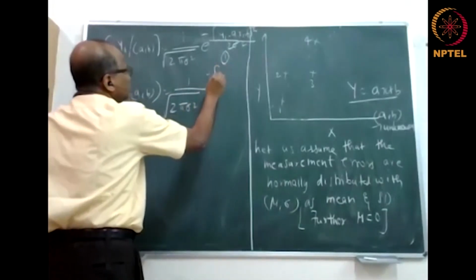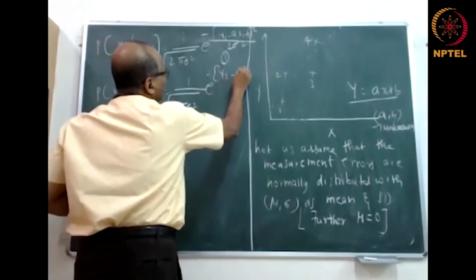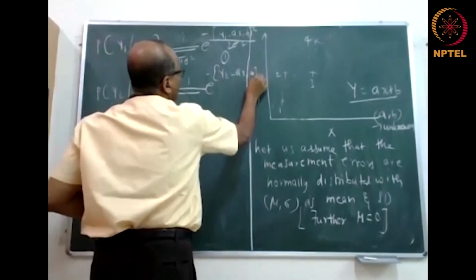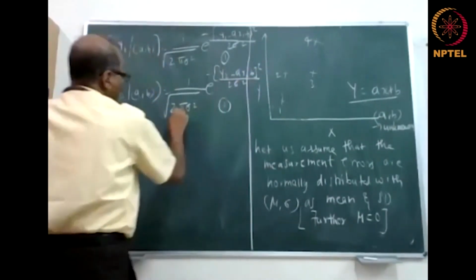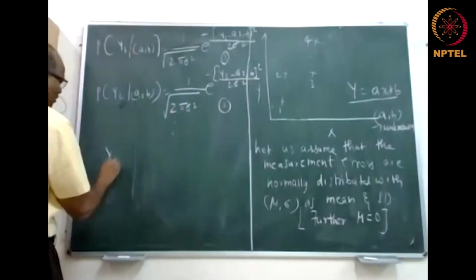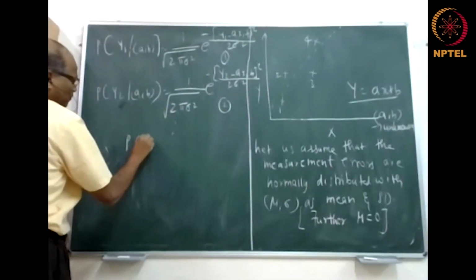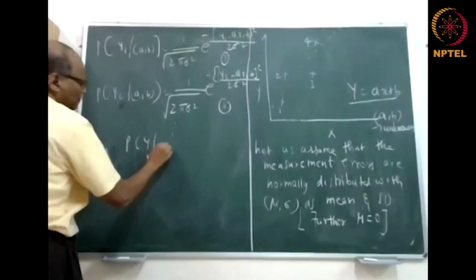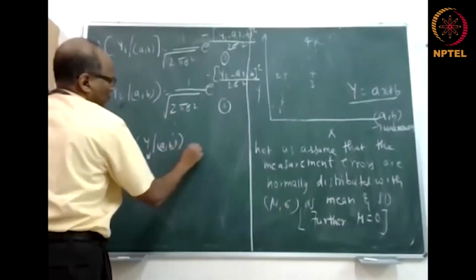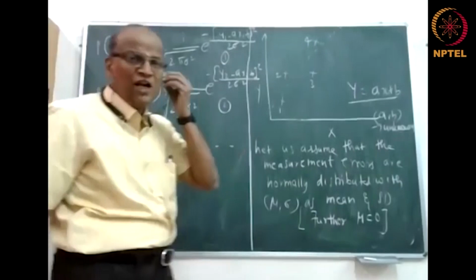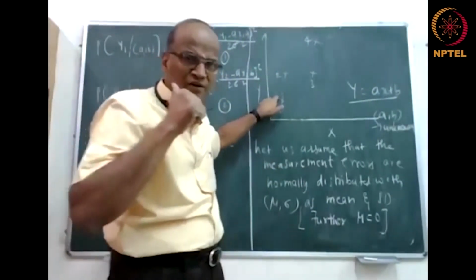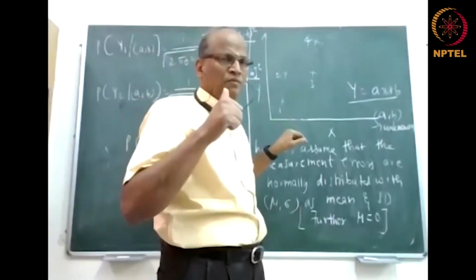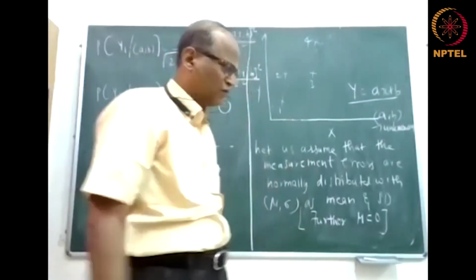Similarly, for y2 it is e to the power of minus (y2 minus a x2 minus b) whole square by 2 sigma square. Like that, I can get the individual probabilities of getting 0.1, 0.2, 0.3, 0.4.